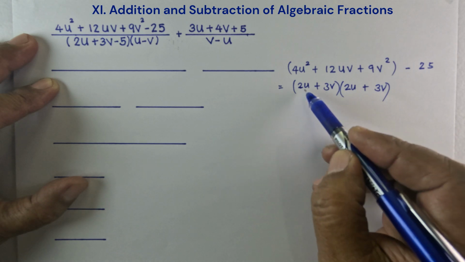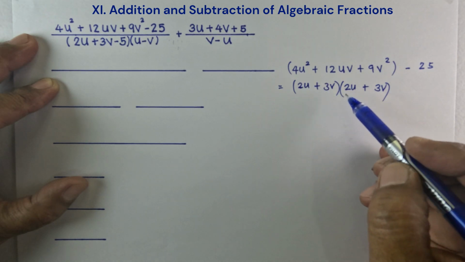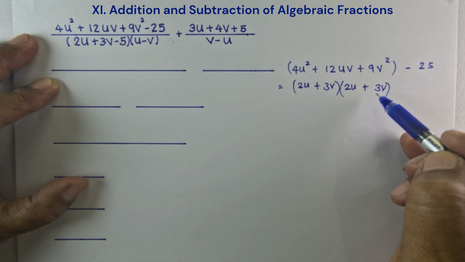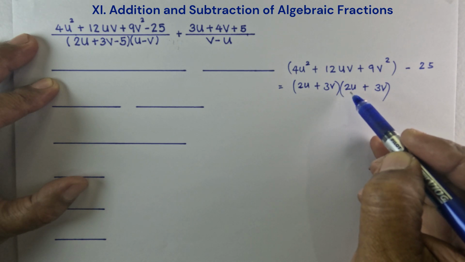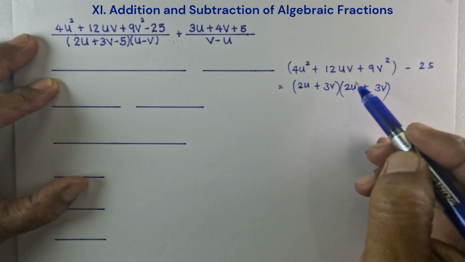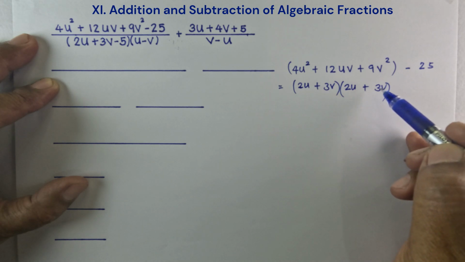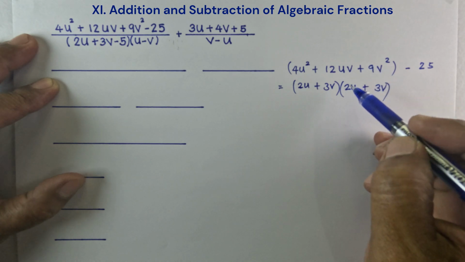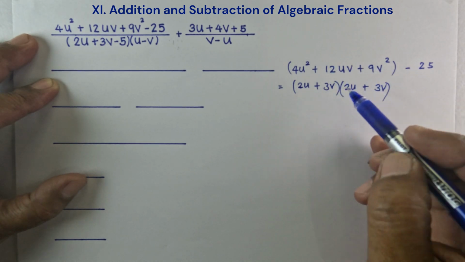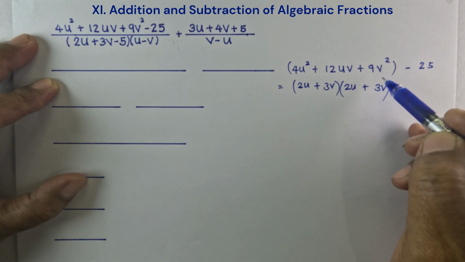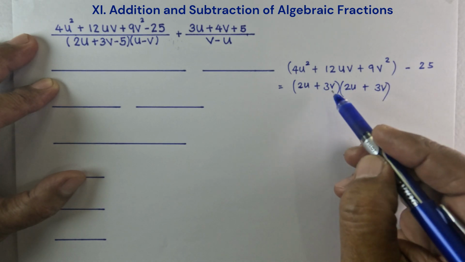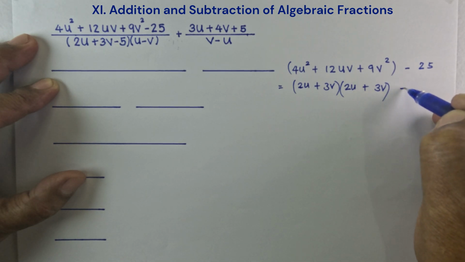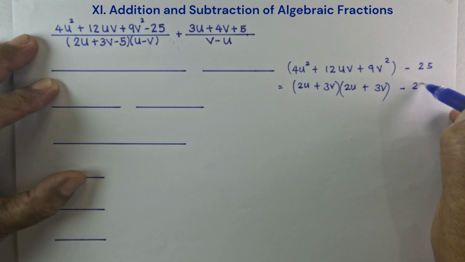So let's check this. 2u times 2u is 4u squared. 2u times 3v is plus 6uv. 3v times 2u is plus 6uv. So 6uv plus 6uv is plus 12uv. So it satisfies the middle term. 3v times 3v is 9v squared. So we're good with this. So minus 25.